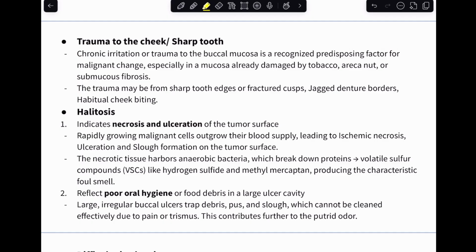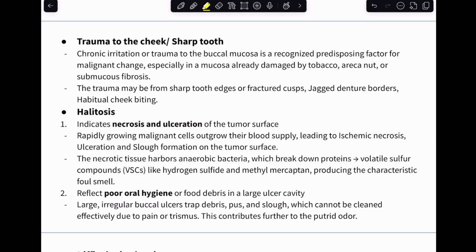Second, a lot of these patients actually come to you with halitosis as well. Why? One possible answer is that if they have a restricted mouth opening, they are not able to maintain proper oral hygiene, and that will lead to accumulation of food debris inside the ulcer cavity. That will lead to development of a putrid odor coming from it.